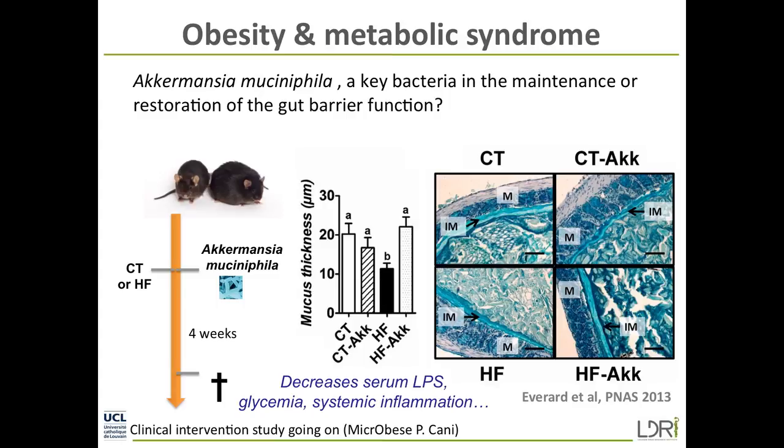And here we have shown briefly that when you give a high-fat diet to the mice, you decrease the mucus thickness and you also decrease the Akkermansia muciniphila. But when you treat the mice with viable Akkermansia muciniphila, then you restore the mucus thickness and you improve endotoxemia and systemic inflammation. Then it means that one specific bacteria, because it plays a crucial role on the gut barrier, may be interesting in the context of metabolic disease.